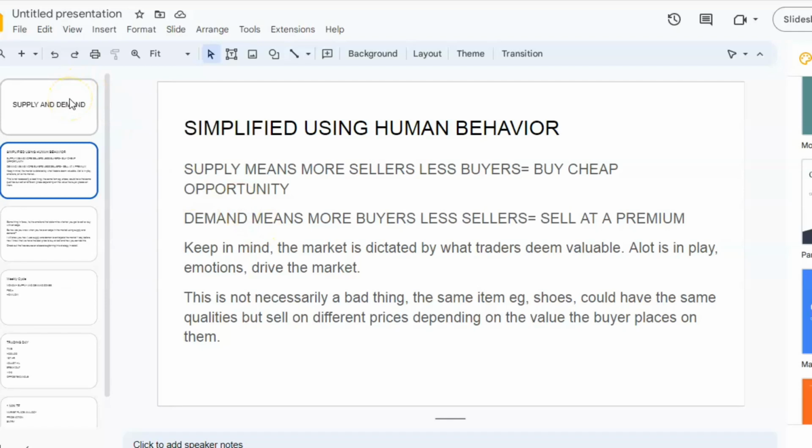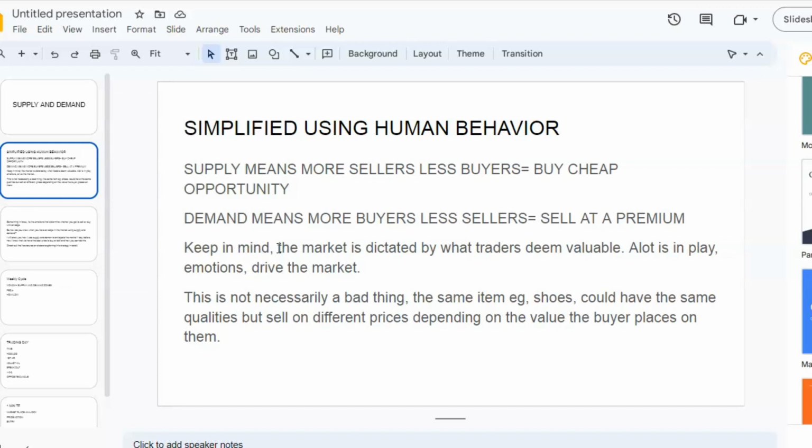Supply and demand is just human behavior at the marketplace. So supply means that there are more sellers and less buyers, which means you have an opportunity to buy cheaply. And demand means that there are more buyers and less sellers, which means you have an opportunity to sell at a premium. Now, you have to keep in mind that the market is dictated by what the traders deem valuable. And a lot of emotions are in play driving the market.